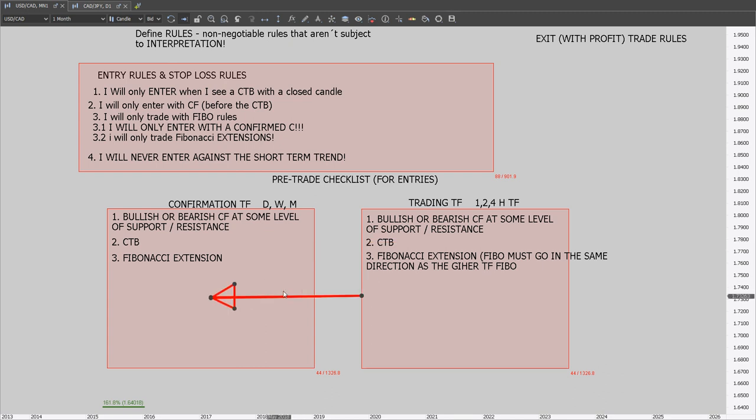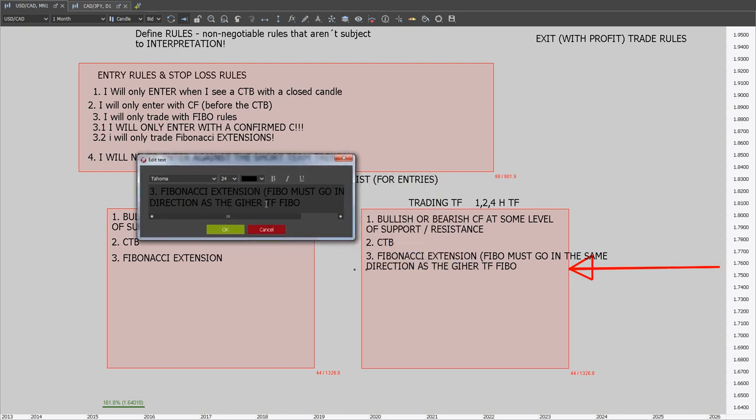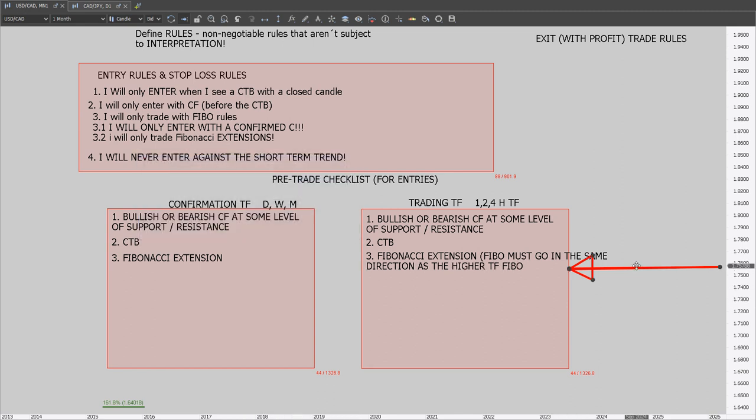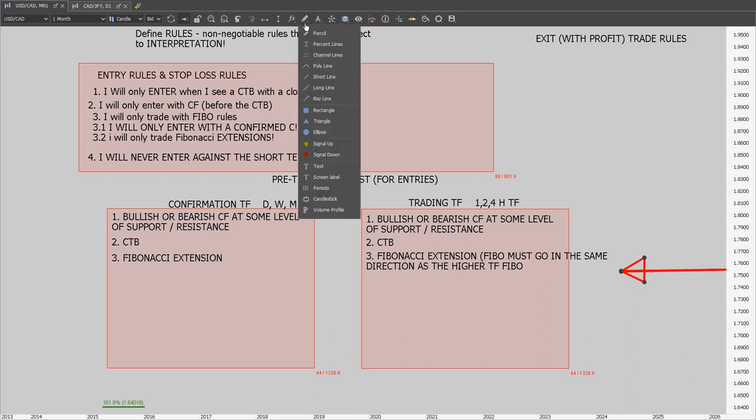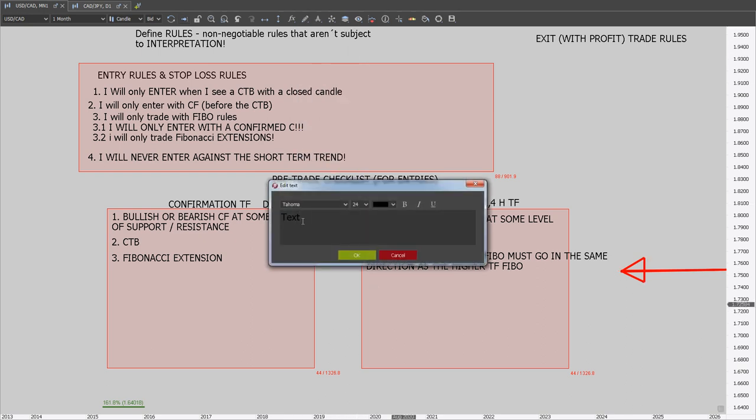So I could have a Fibonacci extension up on the daily, but I could have a Fibonacci extension down on the 1 hour chart. So before I enter into a trade, the Fibonacci must go in the same direction as the higher time frame Fibonacci. And again, everybody, in between here, inside these two, you can mix your indicators. You know, we didn't learn yet about the stochastic or MACD or RSI, whatever. Okay. And 1, 2, 3.